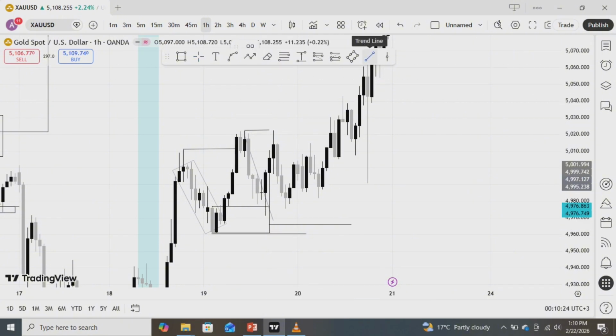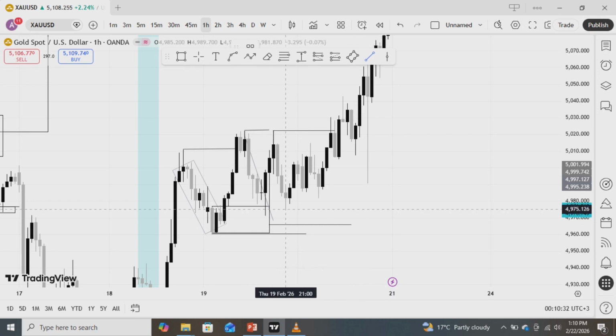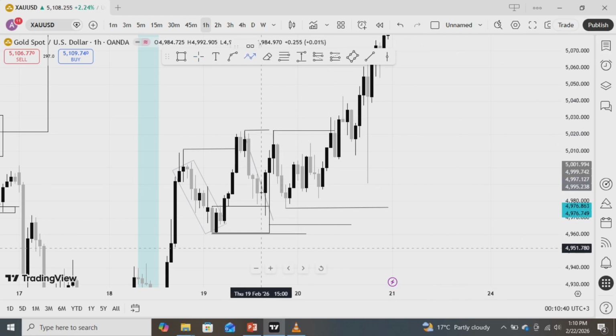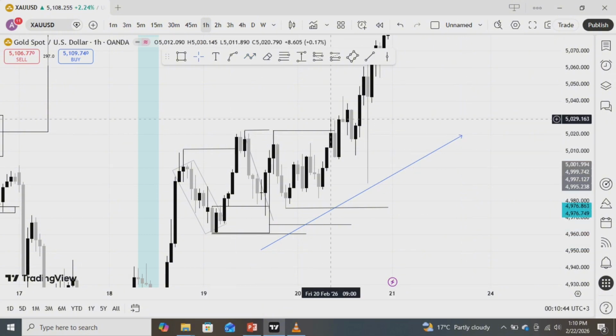And then let's look at another one. This higher high is also taken. So the market took this higher high rather than taking the lower lows. So the market took the higher highs, and as you see, the market is in a bullish momentum.